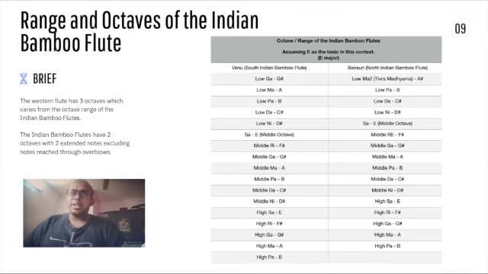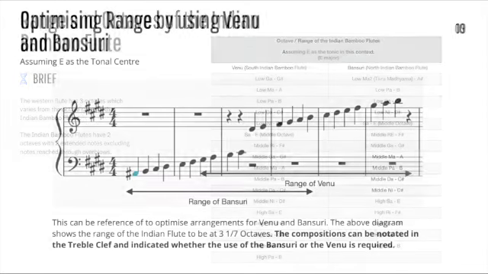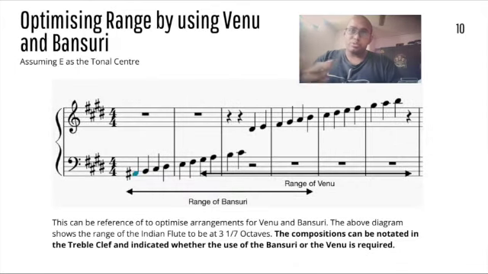So how do we optimize the range for the Venu and Bansuri? Theoretically, assuming that E is the tonal center, you can look at the chart. I put the range of Bansuri there and the range of Venu. It starts from the bass clef, of course the A sharp of the bass clef, and goes all the way to the high B on the treble clef. That's the range when you use both the Bansuri and Venu in a composition.